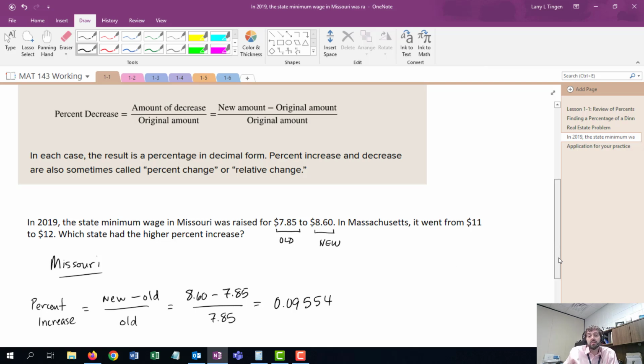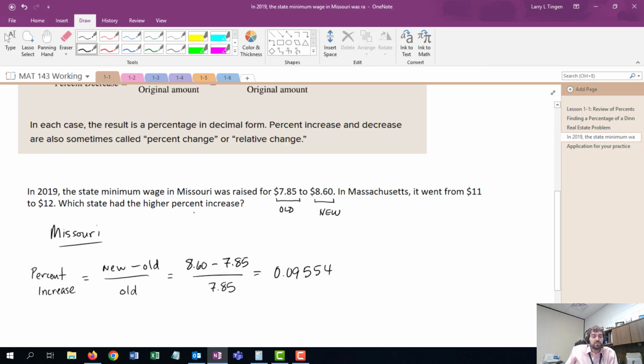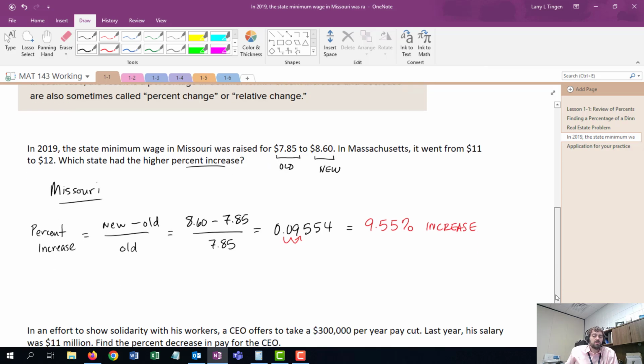0.09554. Now, am I done? No, because they ask for a percent increase, so I do need to convert that to a percent. And what do I get? Take it to a percent, scoot over two places, and I'm looking at 9.55%. And we do want to indicate this is an increase. Okay.